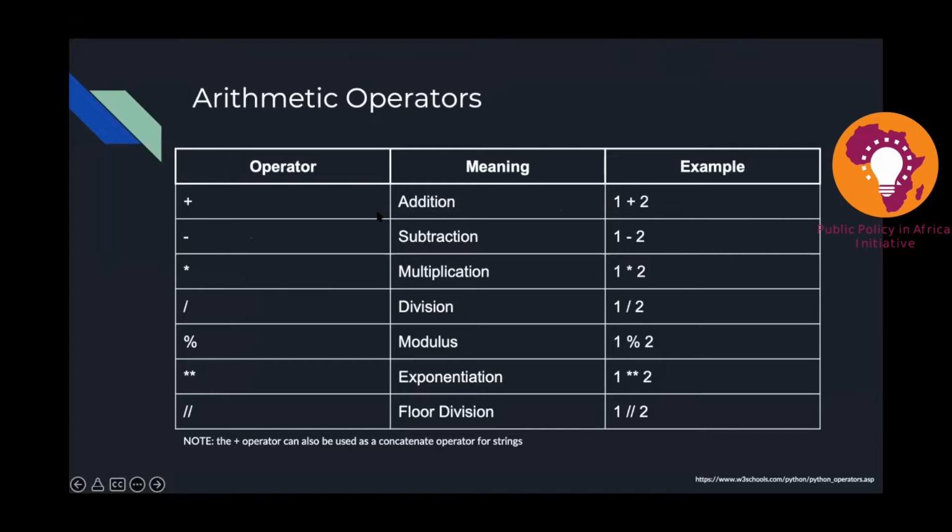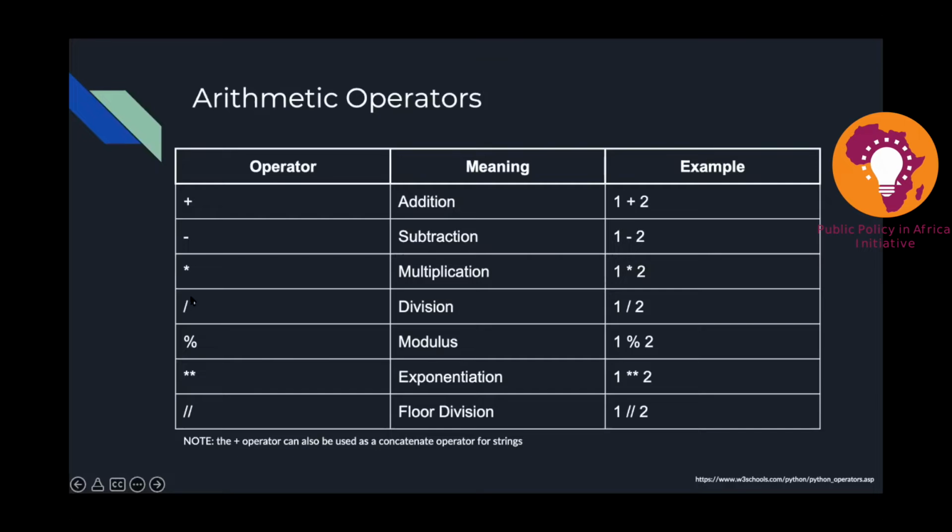So arithmetic operators. These are very straightforward. The first one is the plus, which is addition. So 1 plus 2 will give us the answer 3. Similarly, minus is for subtraction. 1 minus 2 will give us -1. The star is for multiplication. So 1 star 2 is 1 times 2, which is 2.